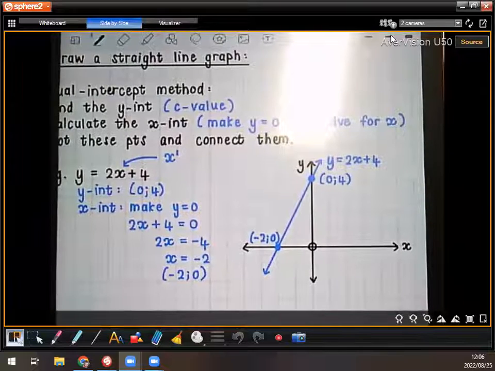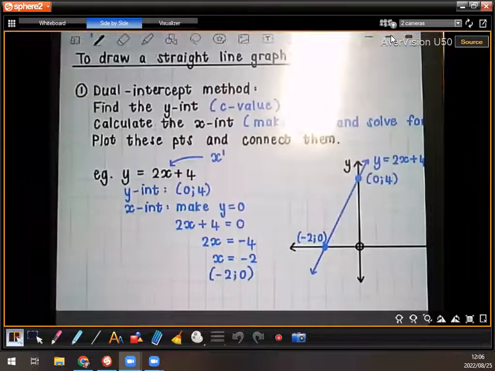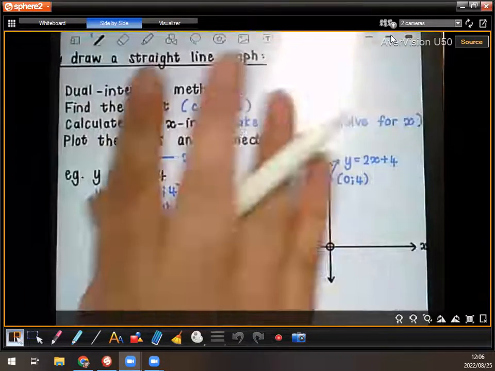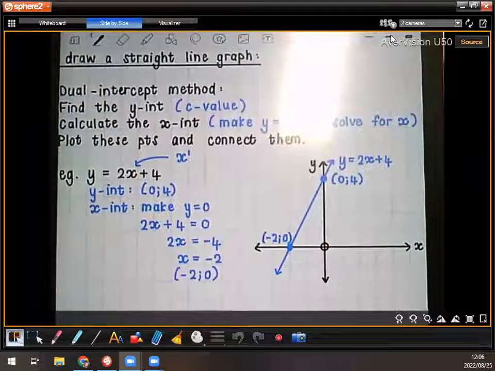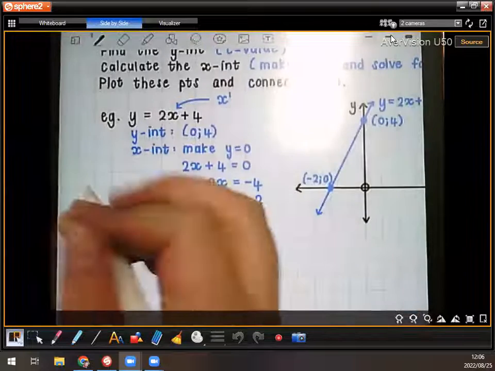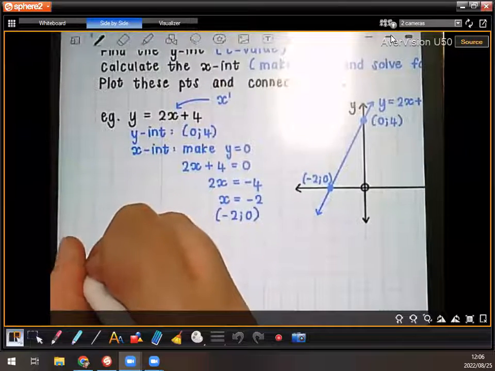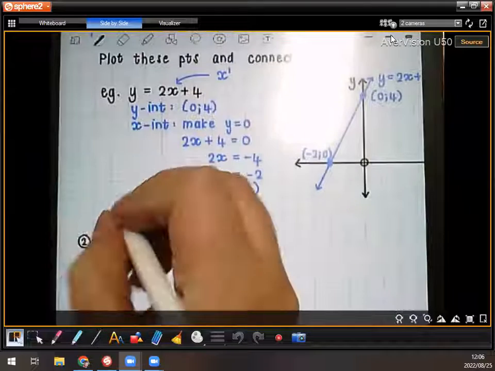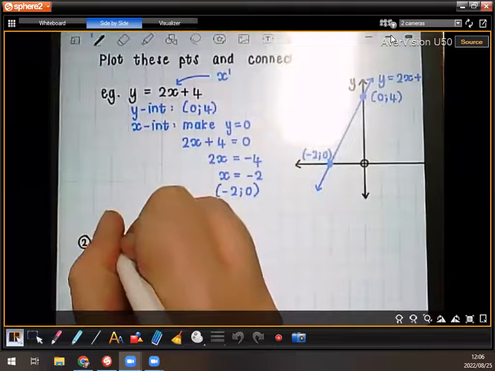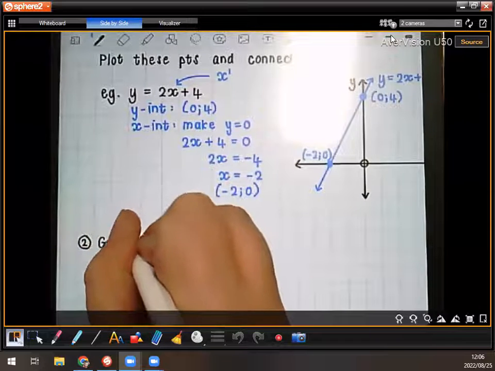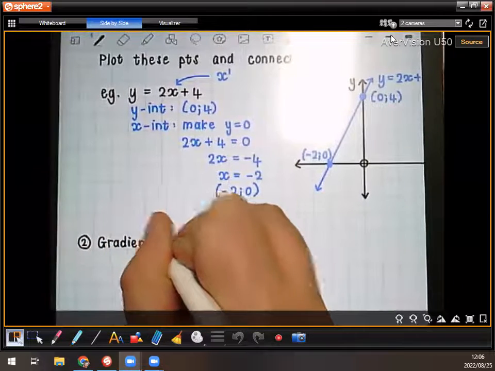It is definitely the easiest method, but in some cases, you won't be able to use it. I'll show you now. Do we have any questions on this example, this method? No, okay. Method 2 is the gradient-intercept method, which, guys, I suggest you only use if you absolutely need to.